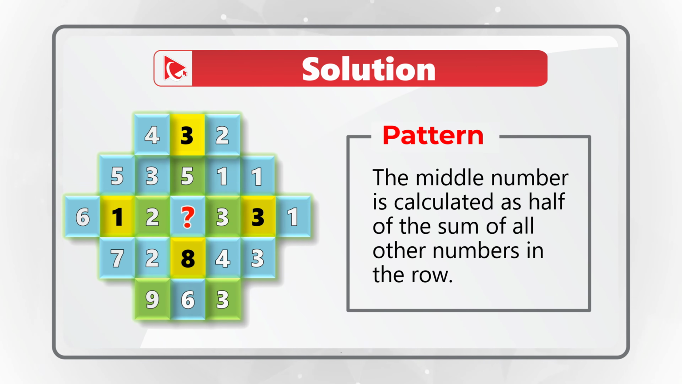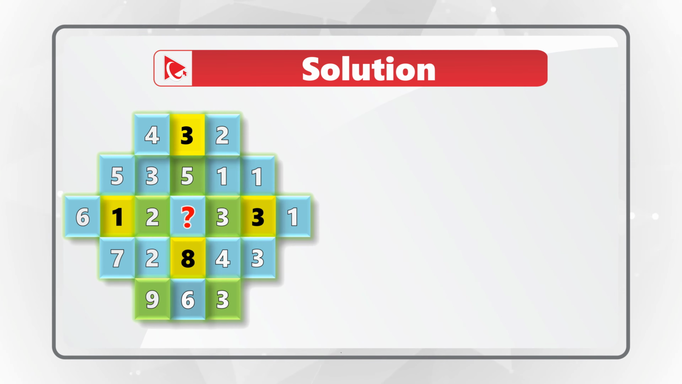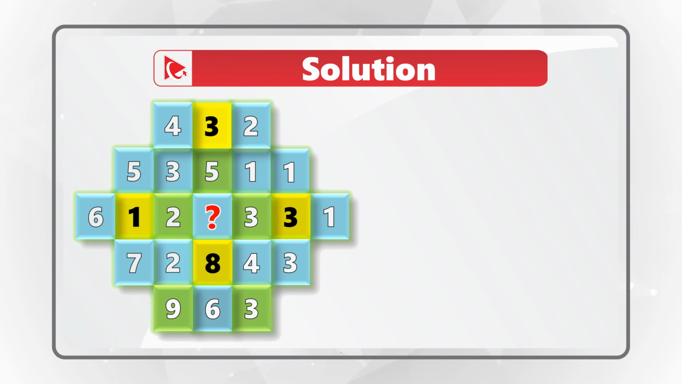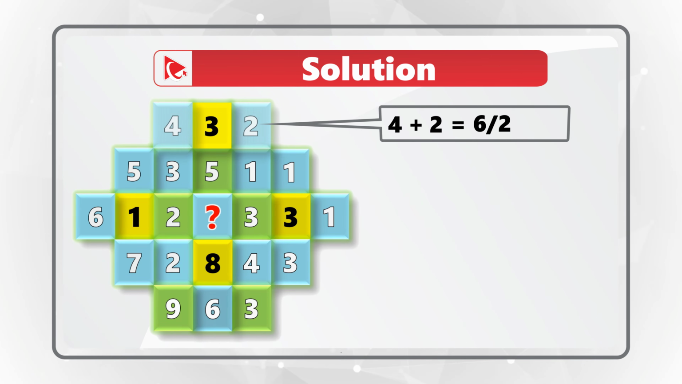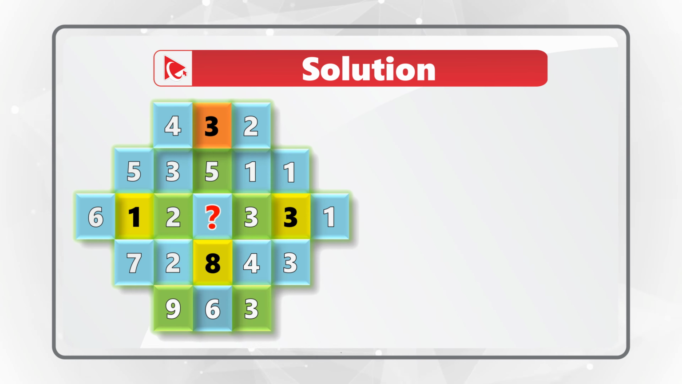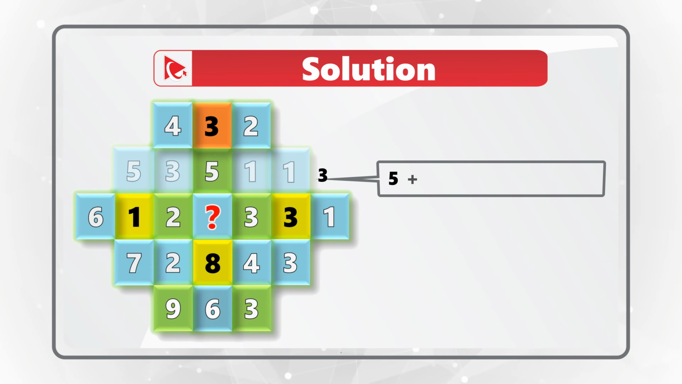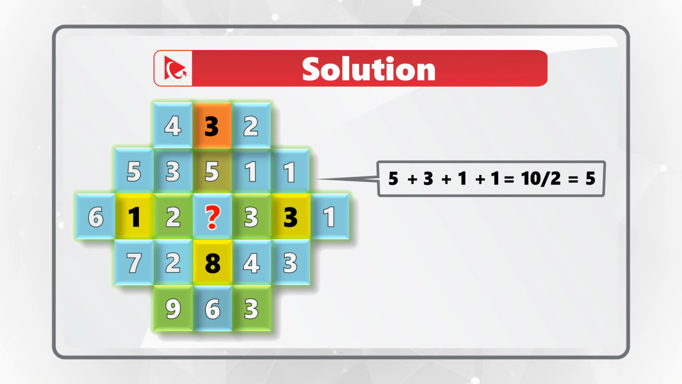The correct pattern is that the middle number in each row is equal to half of the sum of the other numbers in the respective row. Let's look at the example in the first row. Number 3 in the middle in the yellow box is calculated as 4 plus 2, which is 6, divided by 2. The end result equals 3. Same way, the result is calculated in the second row from the top. 5 plus 3 plus 1 plus 1 equals 10, and 10 divided by 2 equals 5. And you see 5 in the middle in the green box.